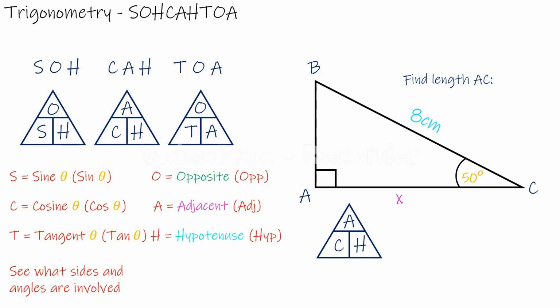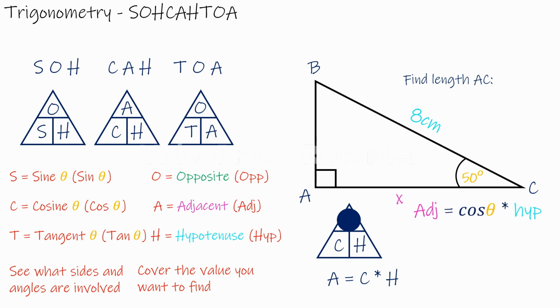Now, this means we must cover what it is we need, which is our adjacent side. Here we can see that C times H is our adjacent, or A equals C times H. Now we just need to substitute in our values, so our adjacent is cos theta times hypotenuse, which means adjacent is cos 50 times 8. Once again, we just type this into a calculator to get an answer of 5.14 to 2 decimal places.